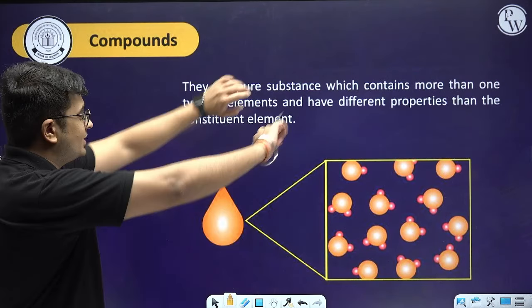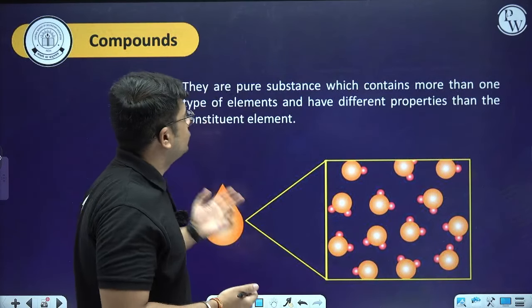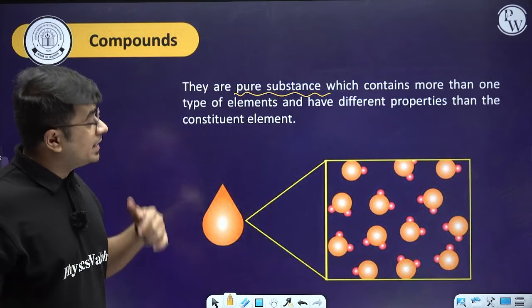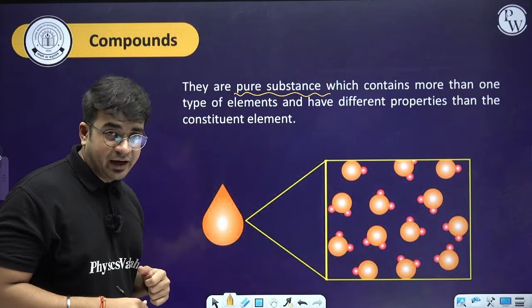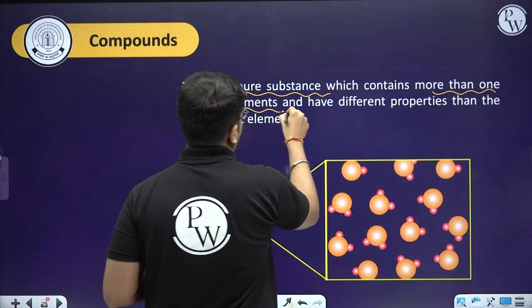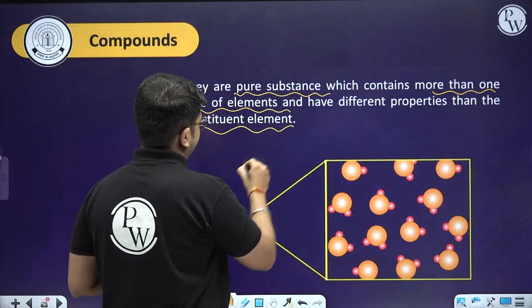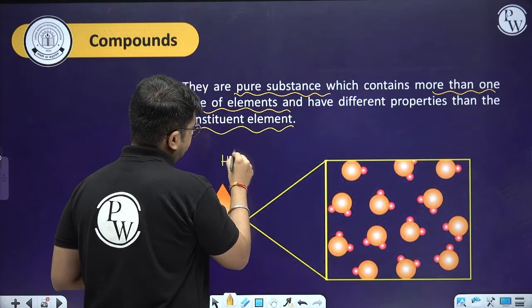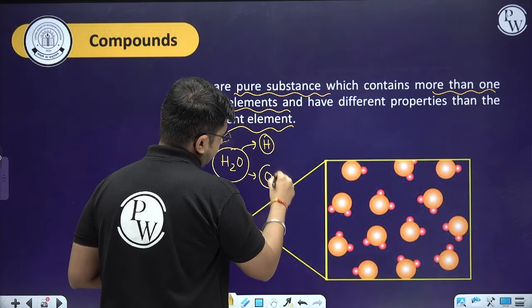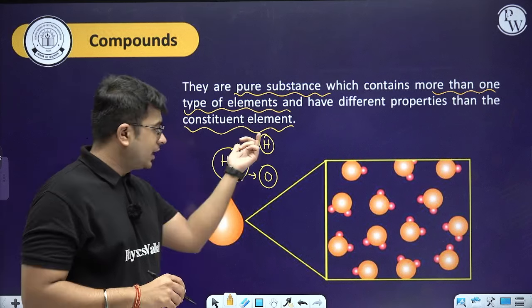Okay, next part is basically the compounds. So in that case, I'm talking about the pure substance again. They are also pure substances, but in this case, they contain more than one type of element. Definitely they contain more than one type of element and have different properties than that of the constituent elements. For example, I am taking the example of H2O. H2O comprises two elements. First one is hydrogen, next one is oxygen. So H2O has different properties than hydrogen as well as oxygen.